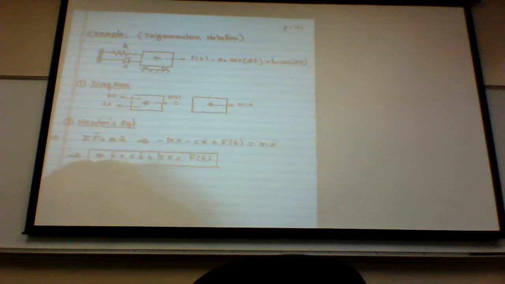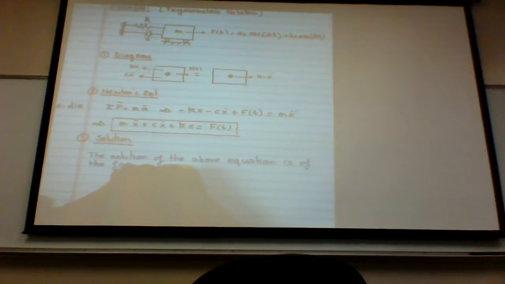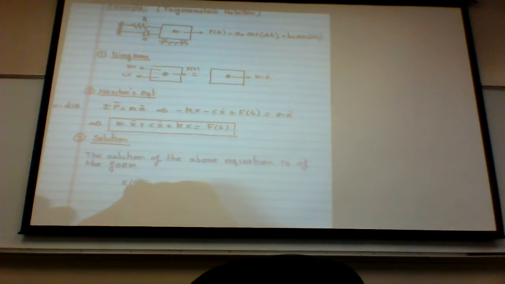Okay, so three, solution. We can say that the solution of the above equation is of the form x of t equals x sub h of t plus x sub p of t.